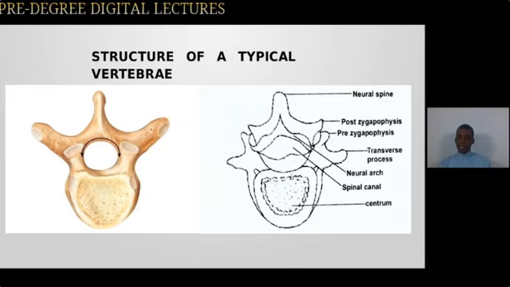Remember, this is the typical structure, but depending on the location where they are found, either in the cervical region or thoracic or lumbar vertebrae or caudal, these features may be highly specialized, either modified, reduced, or increased. But typically, a vertebra should look like this.